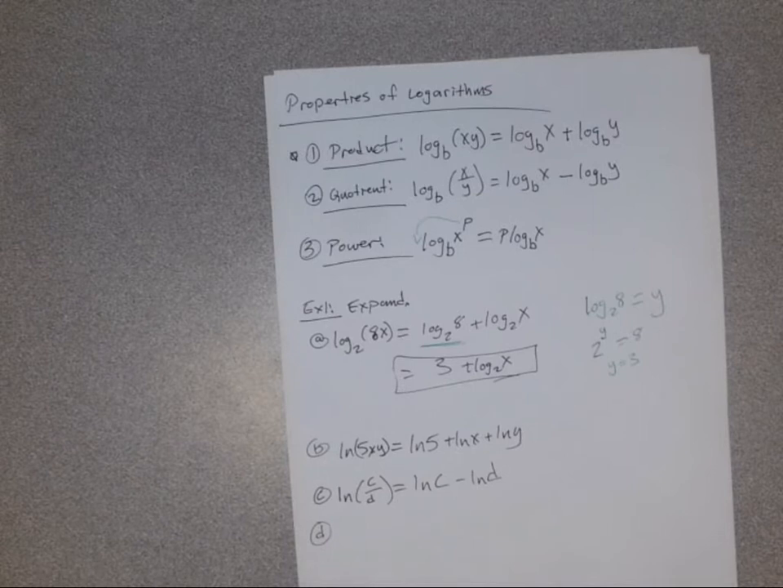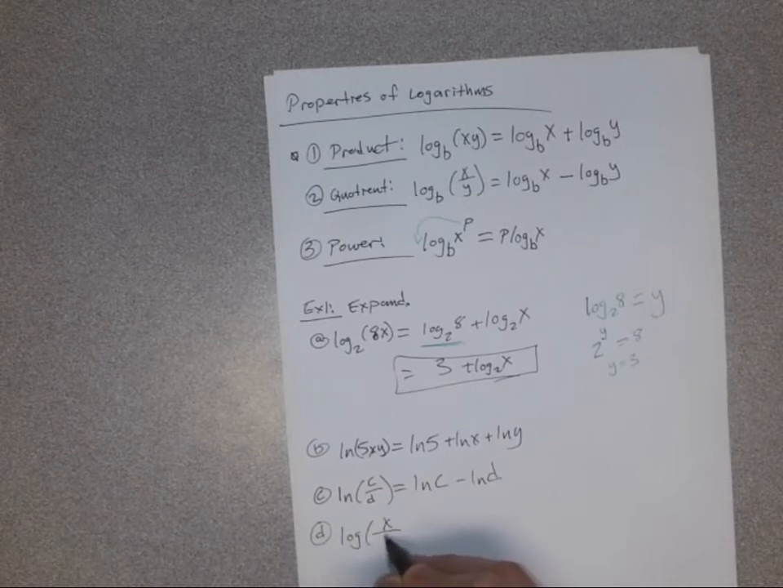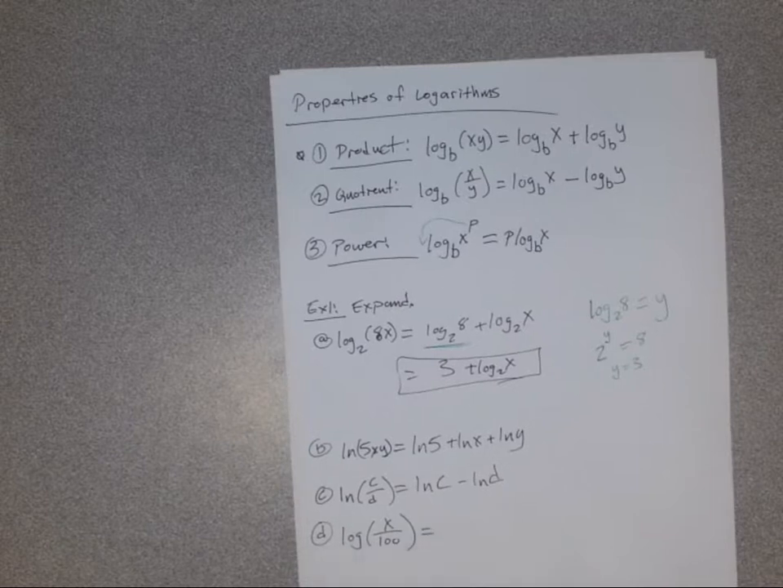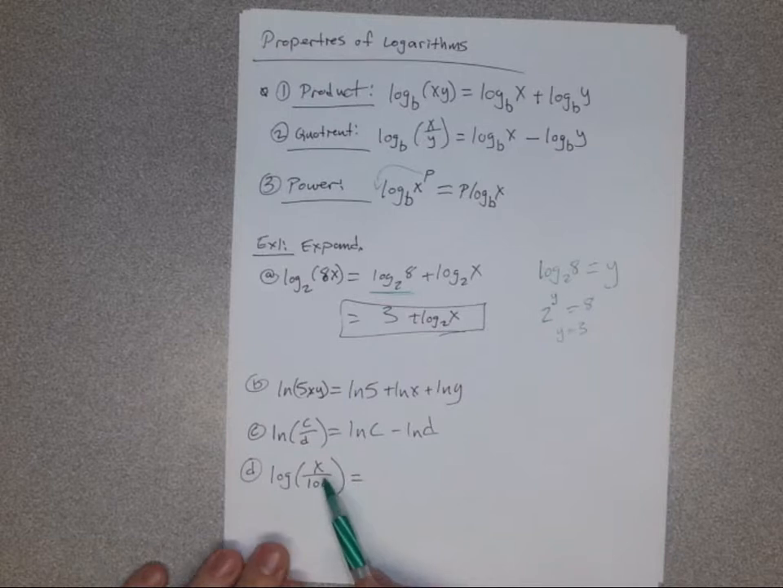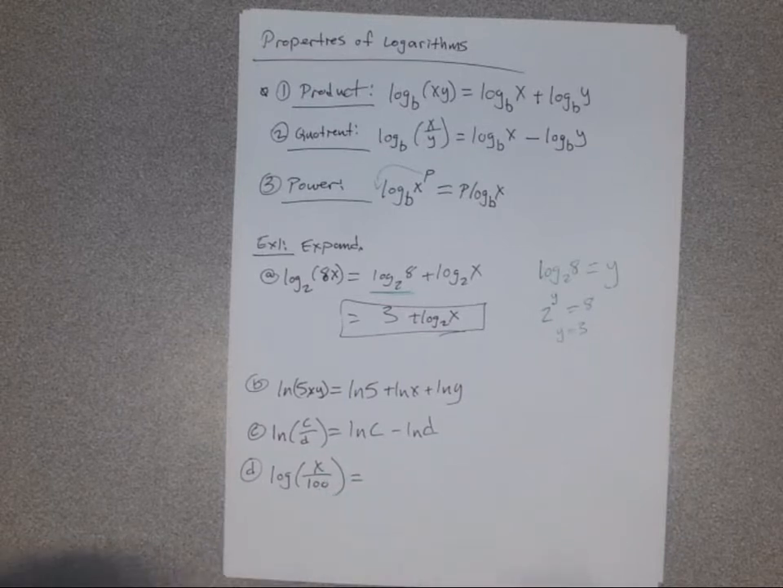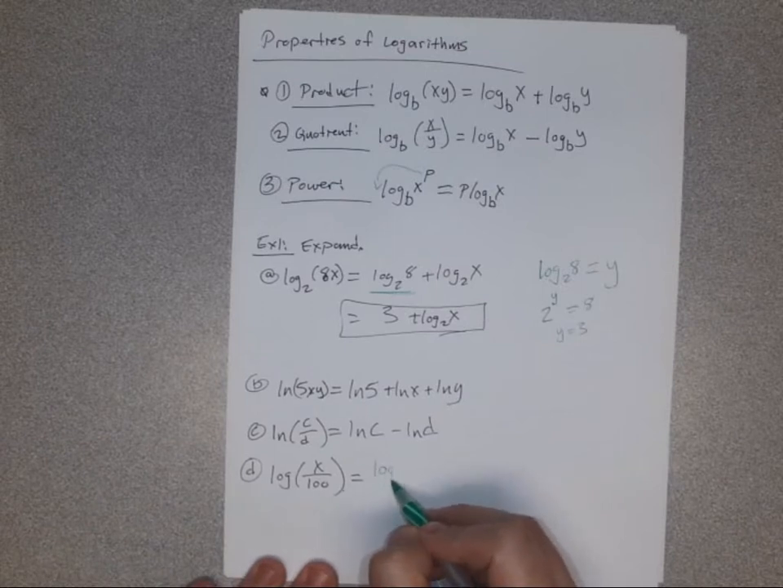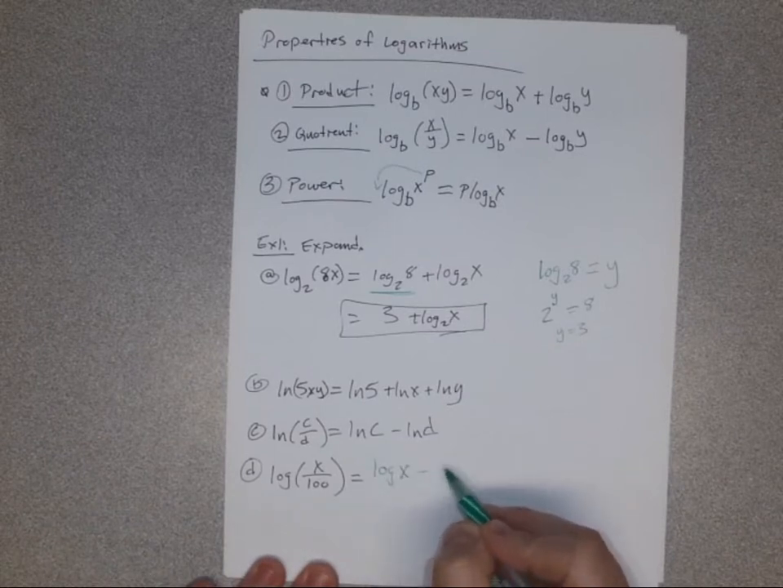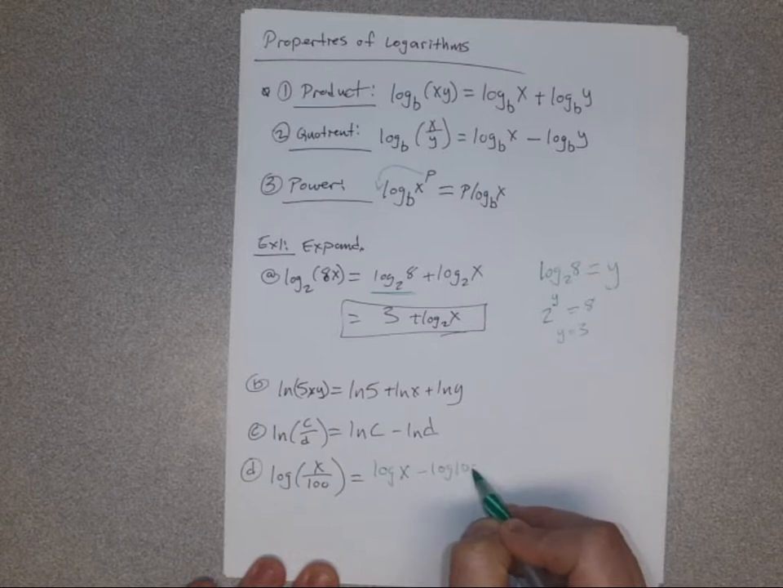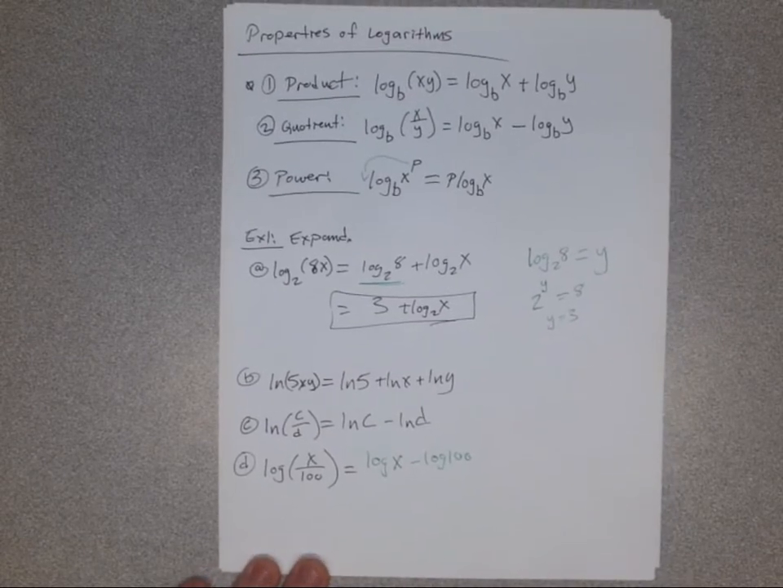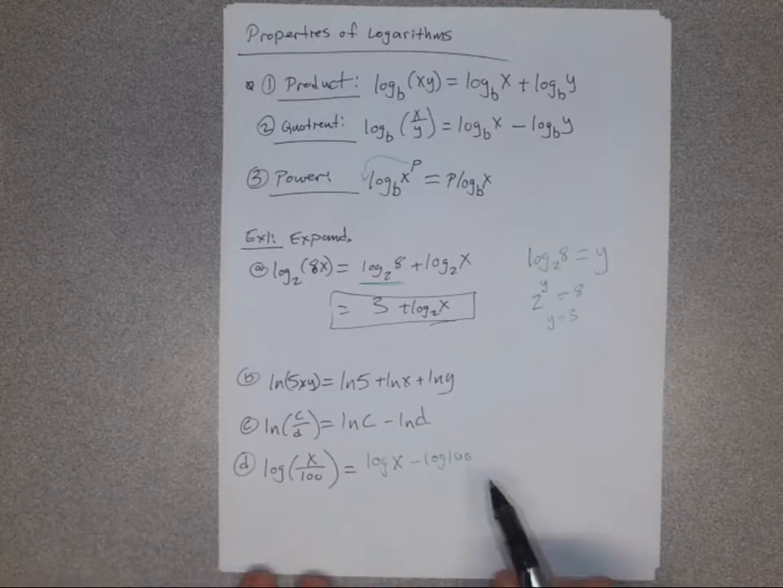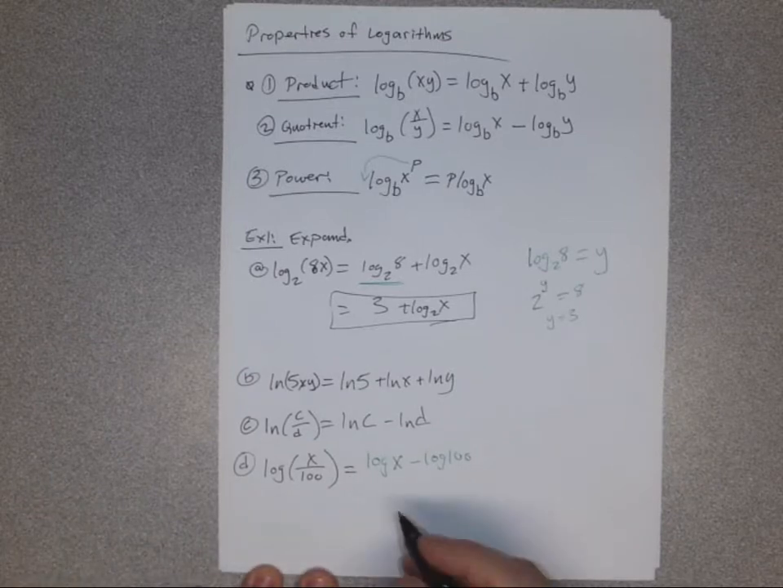All right, part D. What about this one? Log of x over 100. You can pause and give this one a try. All right, so I'm dividing two things here. And so I can break this up and subtract them. So I get log of the top minus log 100. And you have to be careful because that's not your final answer. You have to remember that we can reduce this log of 100.